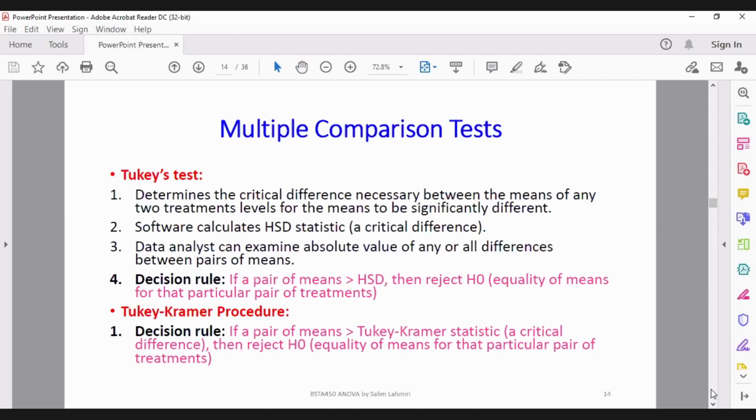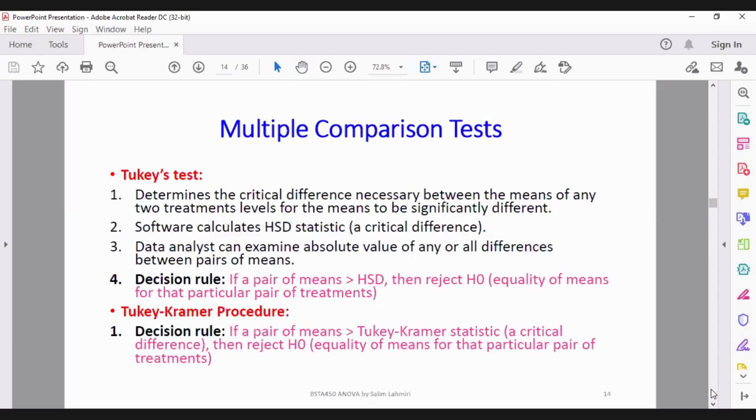So the software calculates differences between all pairs of groups, and by doing that, the data analyst can test the null hypothesis that there are no differences across all pairs. If it is rejected, the data analyst can look at the source of differences, meaning where this difference is coming from. Is it between group 1 and group 2, or group 1 and group 3, or between group 2 and group 3? So the data analyst can find out the source of differences.